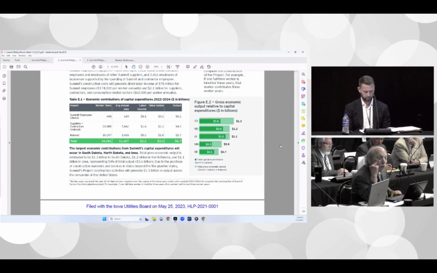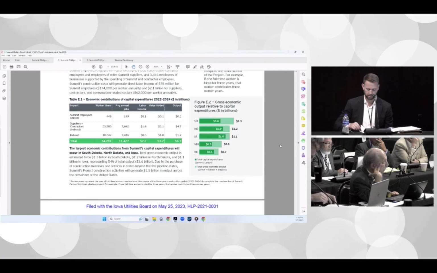Mr. Phillips, we're looking at page 4 of your report, and in bold letters it says the largest economic contributions from Summit's capital expenditures will occur in South Dakota, North Dakota, and Iowa in that order. So Iowa is third. Is that correct? In terms of the gross economic output, yes. Okay. And that's the bottom line here, isn't it?